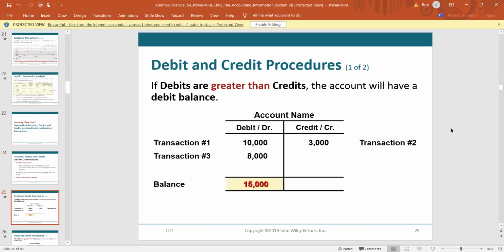Debit. Debit means left. Can we remember that? Debit means left. Credit means right. That's all it means. There's no value judgment. One is not better than the other. One is not worse than the other. It just tells the world debits are on the left, credits on the right.